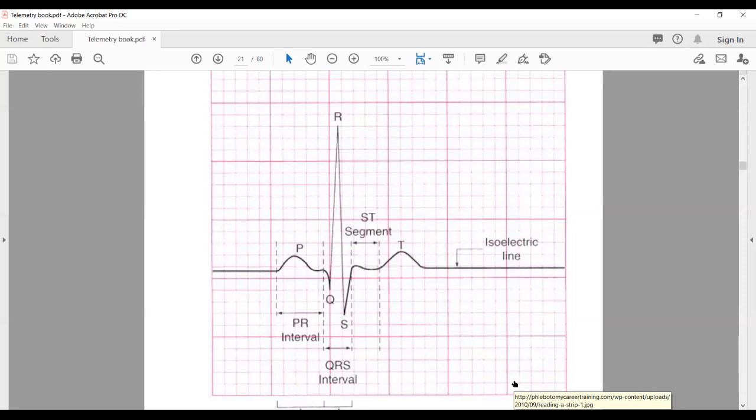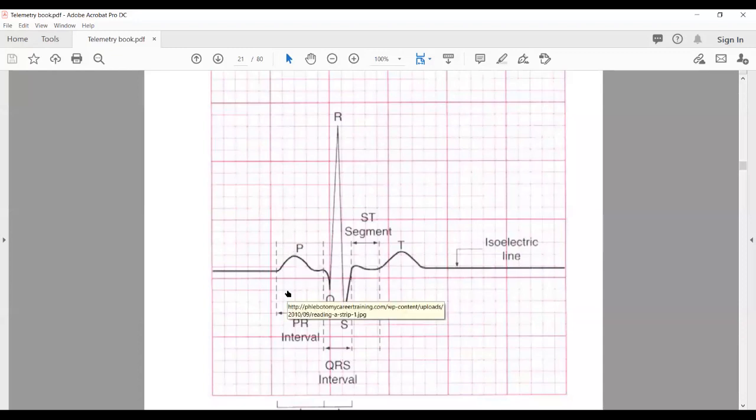So when the SA node initiates the first beat, the heart becomes depolarized. Depolarization means go. So whenever you think of depolarization, you want to think of a runner where they shoot the gun and the runners race. So depolarization means go. So the electrical stimulation of the SA node fires. And then once it fires, we get this P wave. Okay, so this is the P wave. This is the initiation of the heartbeat.